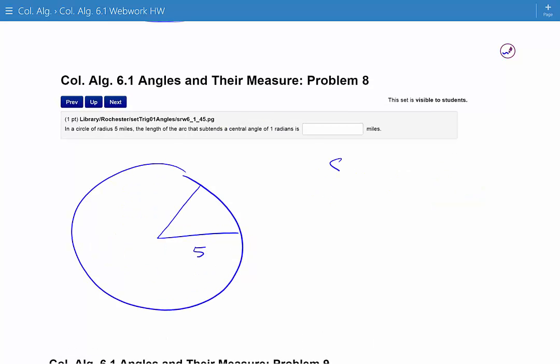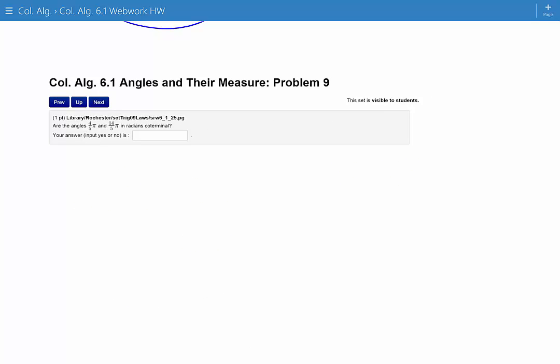Using S equals R theta, if we have a circle of radius 5 miles and the arc subtends an angle of 1 radian, then arc length equals radius, so we'd have an arc length of 5 miles.